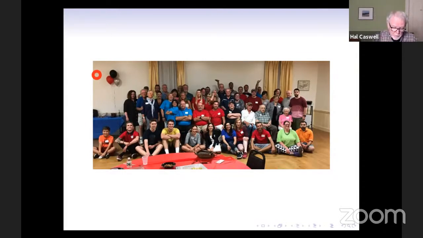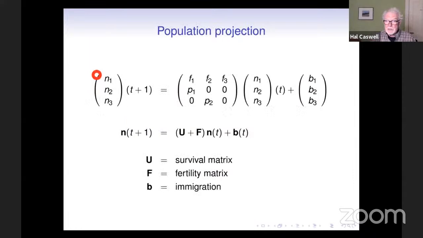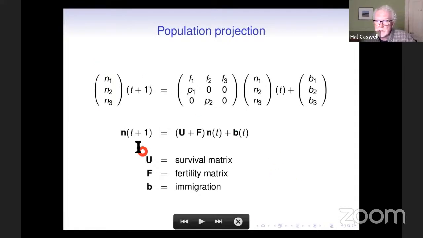The theory that I'm going to develop and show you some results from is mathematical, but the mathematics is simple. I know you don't believe me, but it's true. It's based on the really basic demographic process of population projection. This is how population projection works.